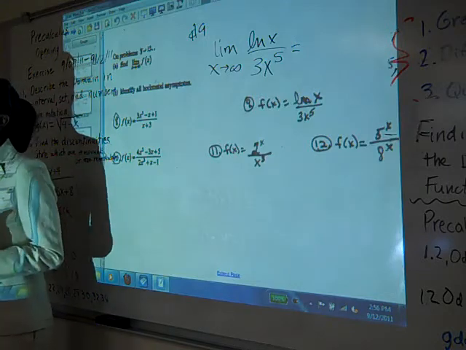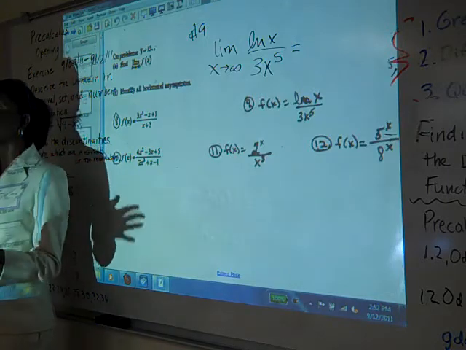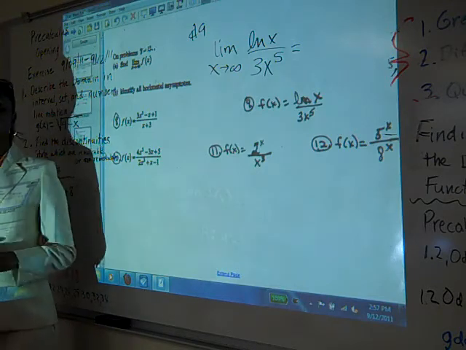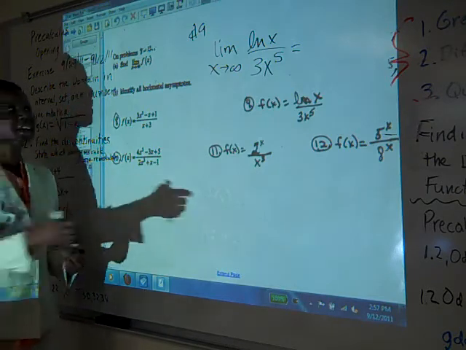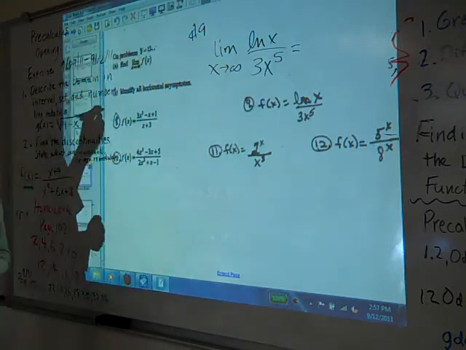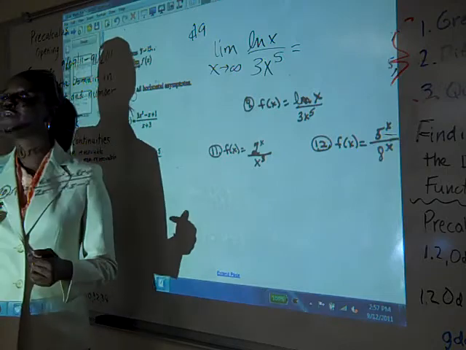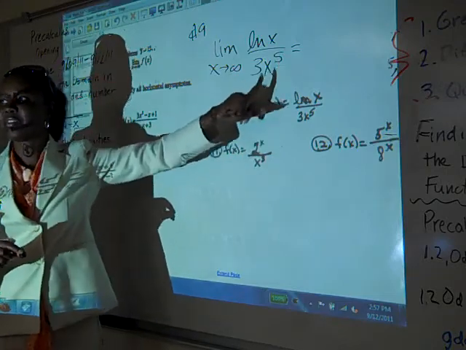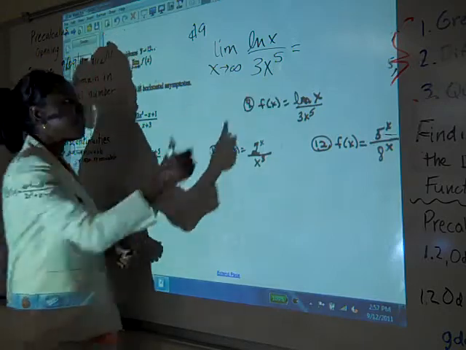Even if we don't know the degree, do we know how fast the functions grow? Which one grows faster? The bottom one does? Why? What kind of function is the bottom? Exponential? Not quite. It's exponential when the variable is in the exponent. Is your variable in the exponent? No. So it's not an exponential, it's a polynomial.